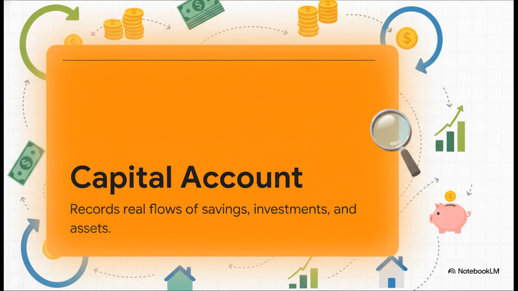While the current account handles the goods and services, the capital and financial account is where flows of savings, investments, and assets are recorded. This account is focused entirely on the underlying financial architecture. We're talking about the purchase of foreign stocks, cross-border real estate acquisitions, or governments buying up foreign bonds. It measures the real flows of actual money and capital moving from one jurisdiction to another.